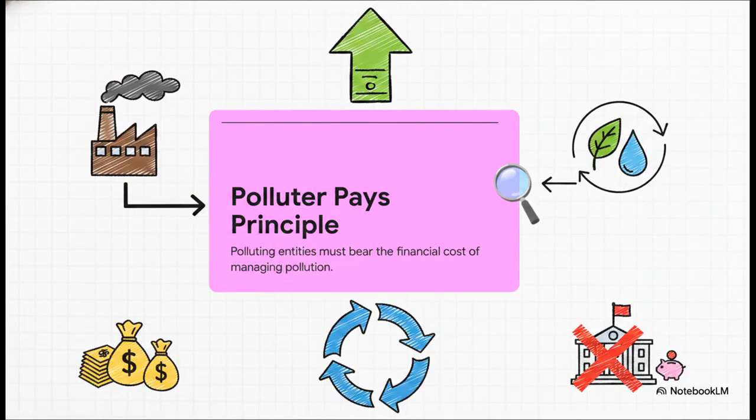Next is the Polluter Pays principle. This is a crucial, unavoidable doctrine for your exam. It asserts the absolute requirement that the polluting entity must bear the total financial cost of managing the pollution they created, plus restoring the damaged ecosystem.